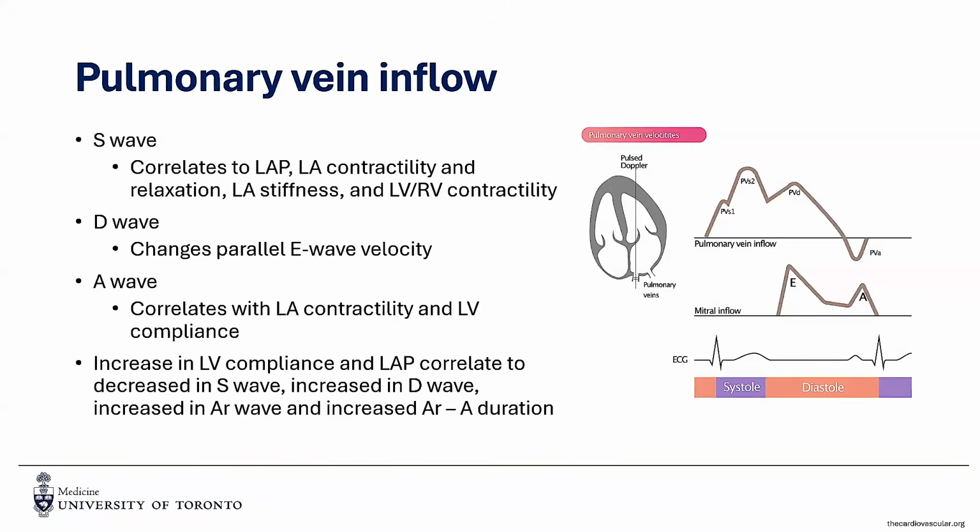As we increase throughout the stages of diastolic dysfunction, and we have increasing LV stiffness, as I've talked about, we have a decrease in your S1 wave, we have a decrease in your S2 wave, we have an increase in your D wave, we have an increased atrial regurgitant wave, and then we also have an increase in your atrial regurgitant minus your A-wave duration, because again, more of that blood flow is going back into the pulmonary veins because of the high pressures in the left ventricle rather than going forward.